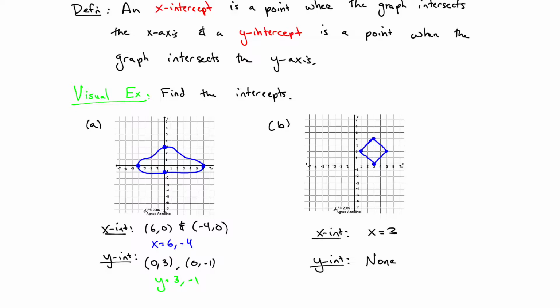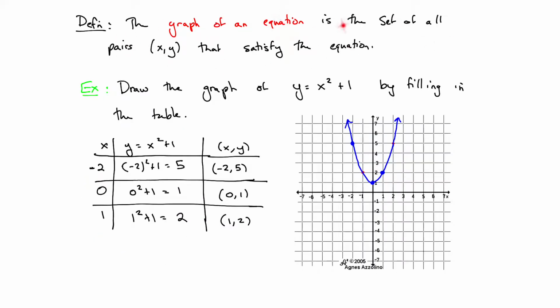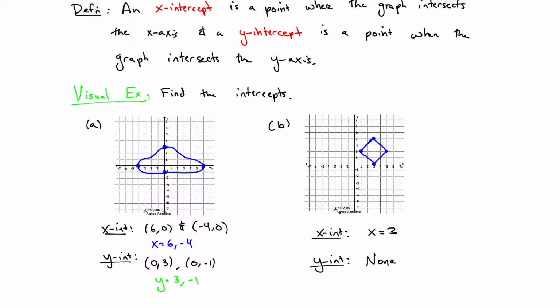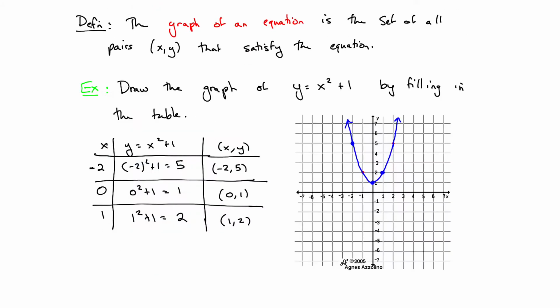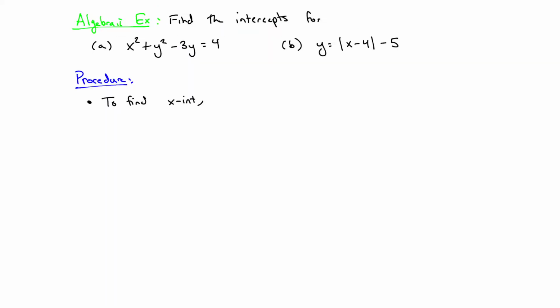So, how do we use that to our advantage? Well, think about this statement right here. The graph of an equation is the set of all pairs x, y that satisfies the equation. You might be thinking to yourself, Phil, what the heck are you even talking about? Well, just like we found points here, we can set y equal to 0 and find the corresponding x's, and that will in fact give us points that are on the graph. In particular, it'll give us the x-intercepts. That is to say, to find x-intercepts, we're going to set y equal to 0 and solve for x.